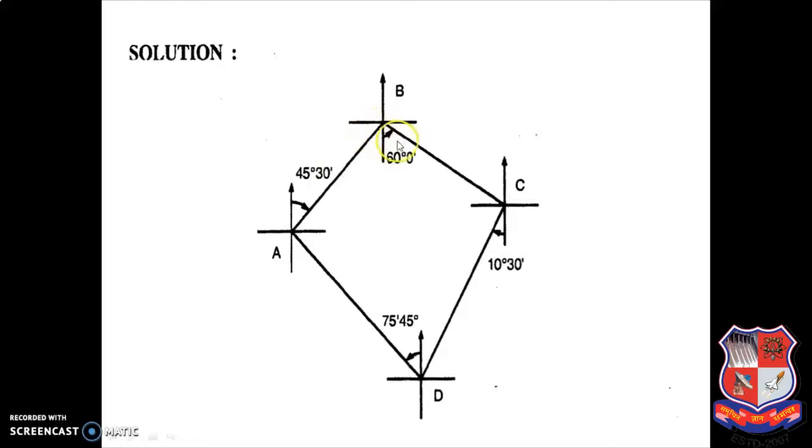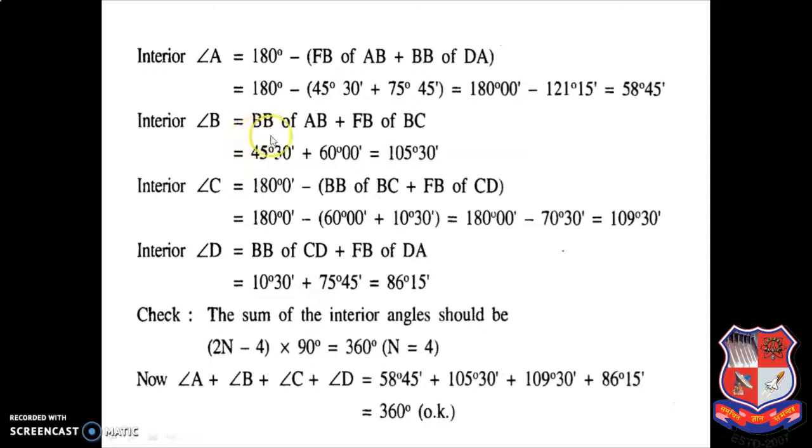So same to calculate the angle B, you can come to the figure. This angle we have to calculate, already 60 degree is given, and what will be this angle? This 45 degree 30 minutes. So as per the mathematical rule, this angle will also be 45 degree 30 minutes. So you have to just take the summation of these two angles, 60 degree plus 45 degree 30 minutes. So you can see back bearing of AB plus forebearing of BC, 45 degree 30 minutes plus 60 degree is equal to 105 degree 30 minutes.